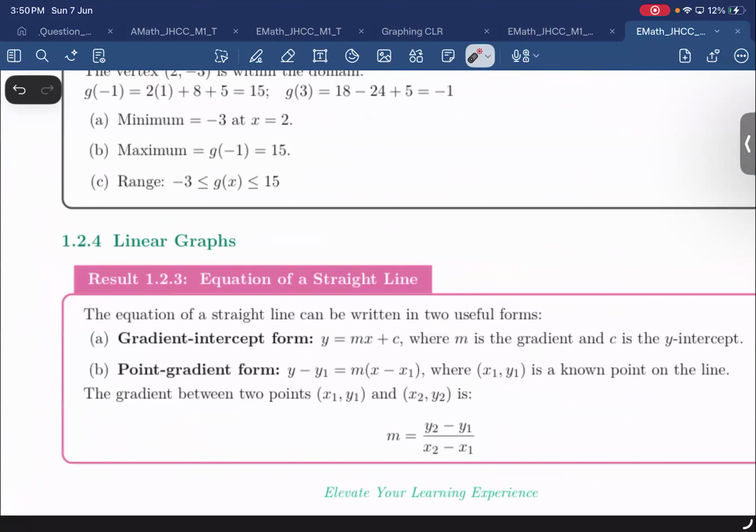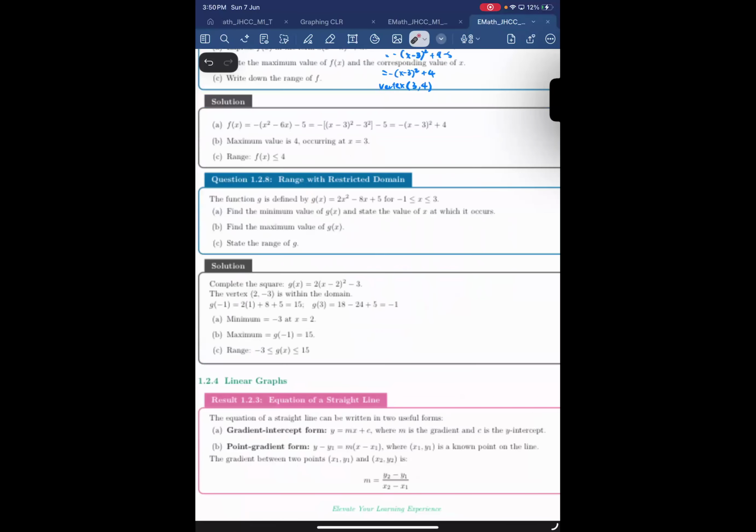Then we talk about linear graphs. Linear graphs is basically a straight line. For the straight line you have two forms. First one is the gradient intercept form, the y equals mx plus c.